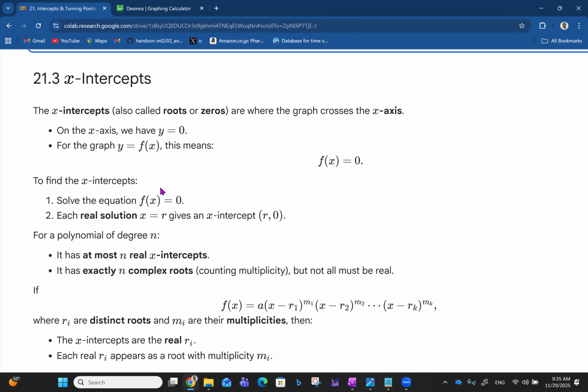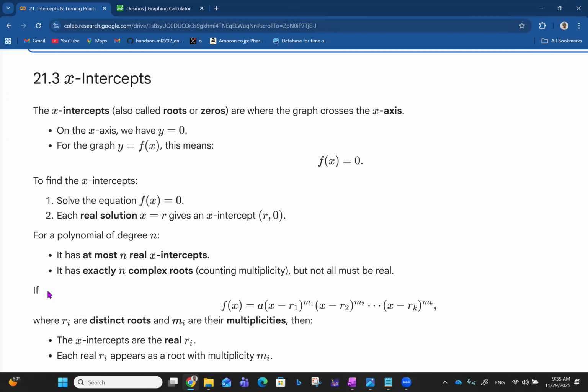So to find the x-intercept, you solve the equation f of x equals 0. Each real solution, x equals r, gives an x-intercept that's r, comma 0. So a polynomial of degree n has at most n real x-intercepts, and it has exactly n complex roots, counting multiplicity, but not all must be real, right?